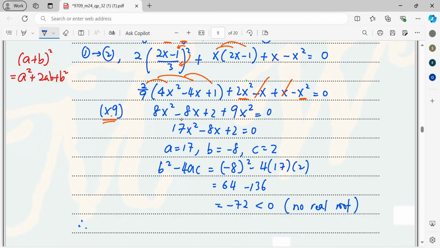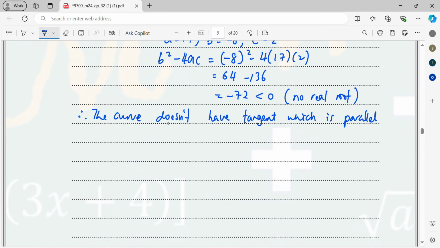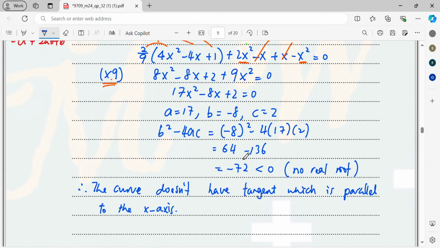So then I will just say the curve does not have a tangent which is parallel to the x-axis. Okay, so done for this question.